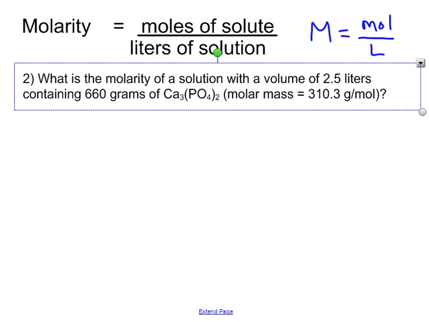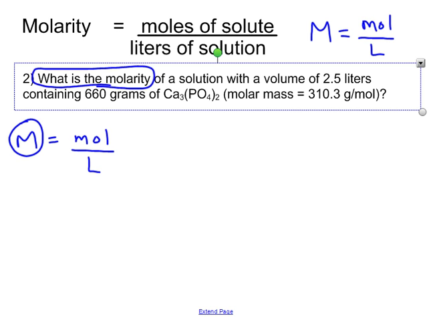Let's take a moment here to take a look at our equation. Okay, molarity is going to be equal to the moles per liters. All right. What we need to plug in here, we are being asked to find the molarity, which means we have to plug in a number for moles and a number for liters. We have the volume of the solution to be 2.5 liters. But what we need to plug in is the number of moles. But we weren't given moles, we were given 660 grams. So a little side calculation is necessary.